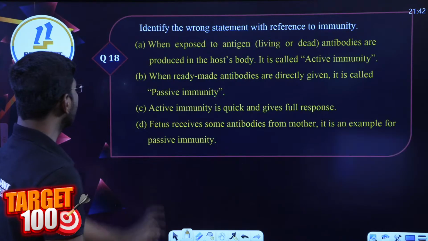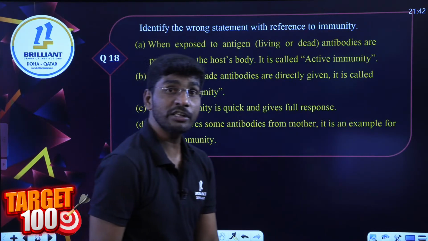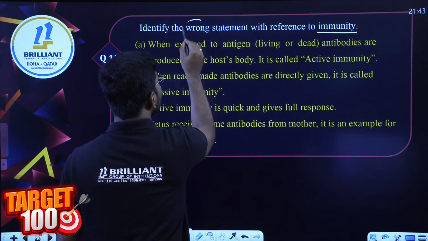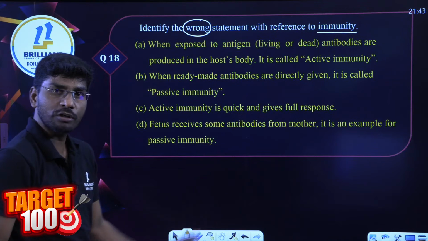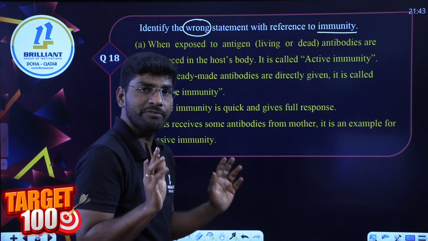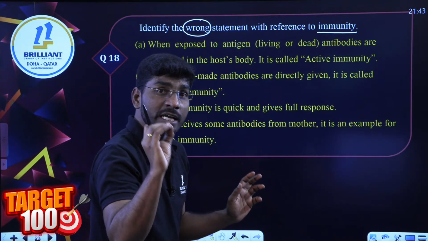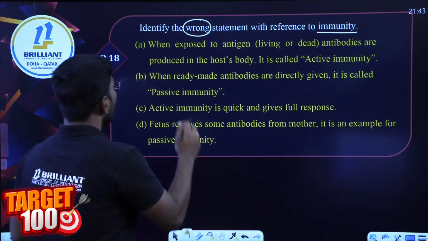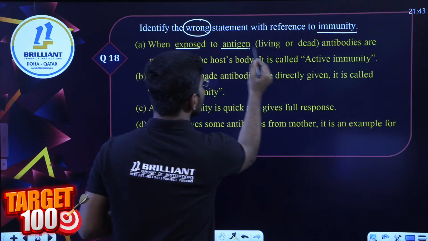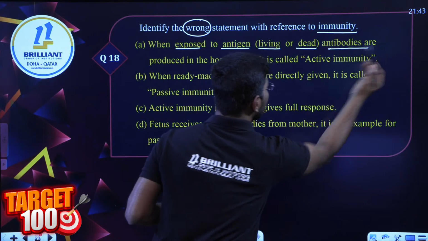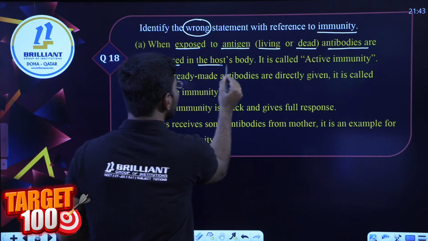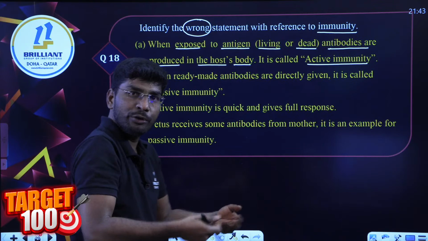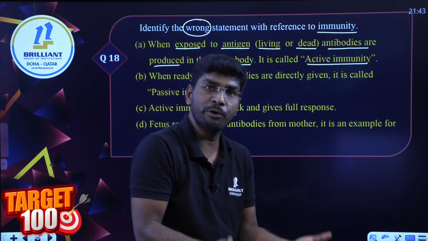Right? Question number 18. Identify the wrong statement with reference to immunity. Any one of you, they're asking for the wrong statement. Chalo, identify. The rest of the 3 are correct, 1 is wrong. Fast, I need a fast answer. Hadia, come on. When exposed to antigen, living or dead, antibodies are produced in the host body. Correct? It is called active immunity. Absolutely correct. When you expose the antigen, antibodies will be produced by the B cells.